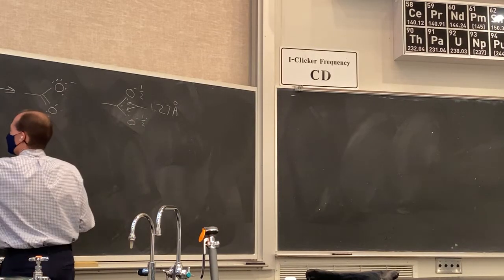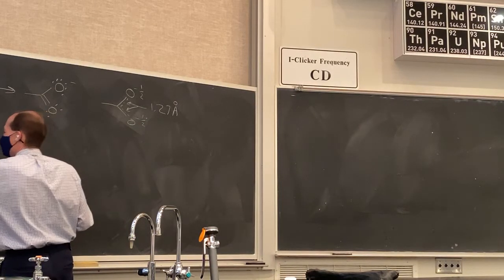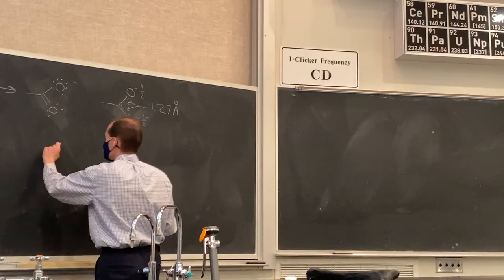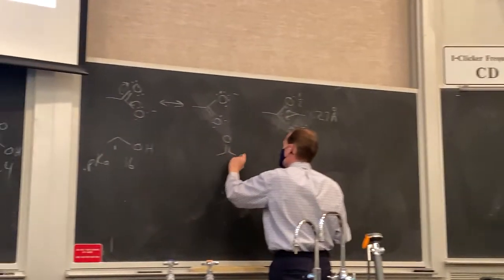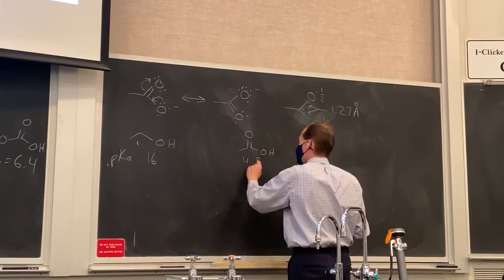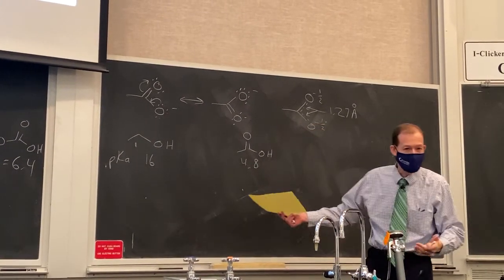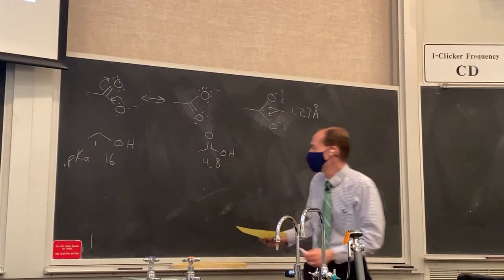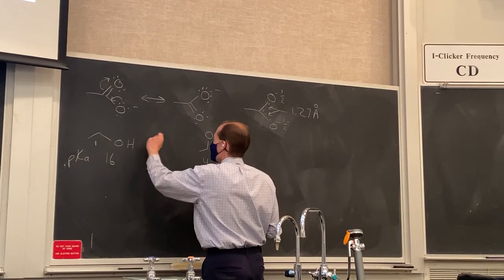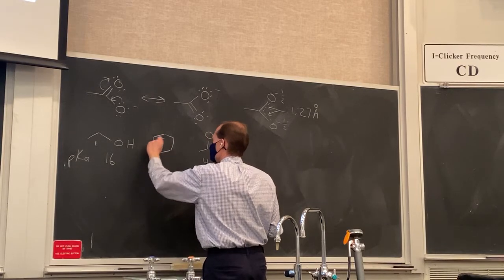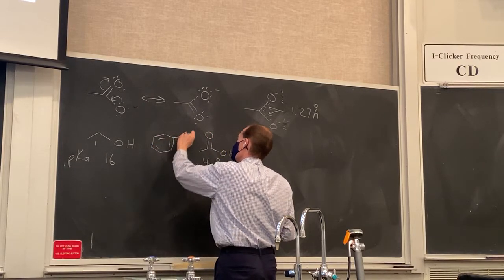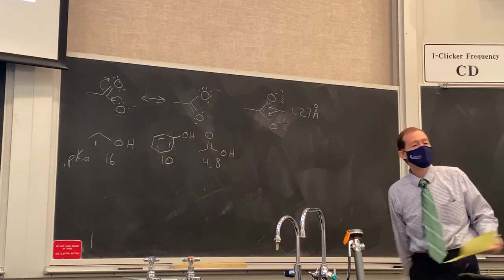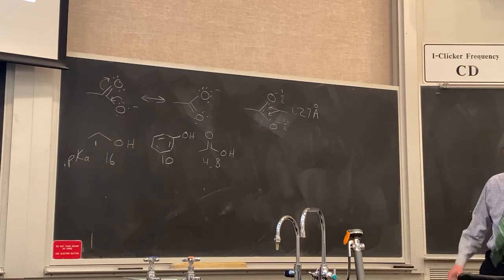So ethanol's pKa is 16. Acetic acid's pKa is 4.8. So a dramatic effect due to the resonance stabilization of the conjugate base. We have another molecule, phenol, with intermediate acidity. The pKa of phenol is 10. Okay?